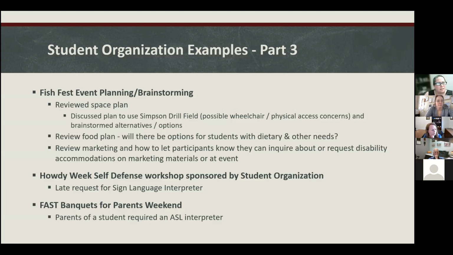And just two weeks ago during Parents Weekend, there was a student organization, FAST, who was having a banquet, and they had a request for an interpreter because the parents who were coming to the event needed an interpreter. So I think it was a new thing for them to go through. We gave them resources about how to request that and what that process looks like. But keep in mind, if you invite parents or family members who may use mobility devices, have hearing impairments and stuff like that, you have to plan for that as well.